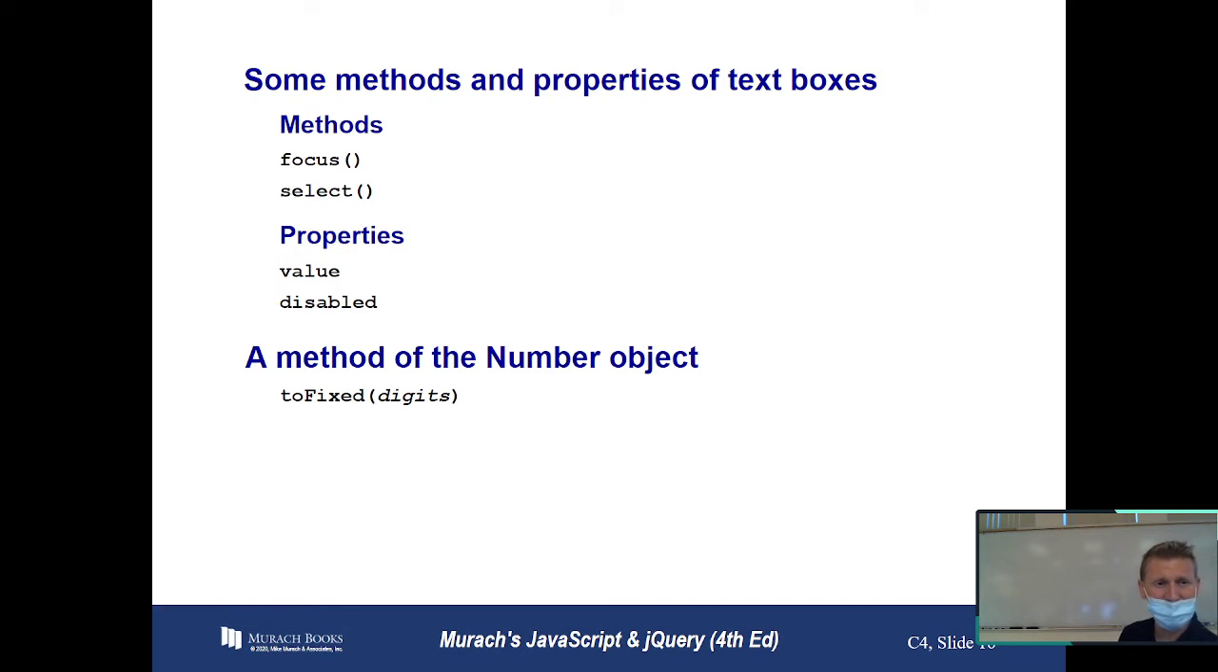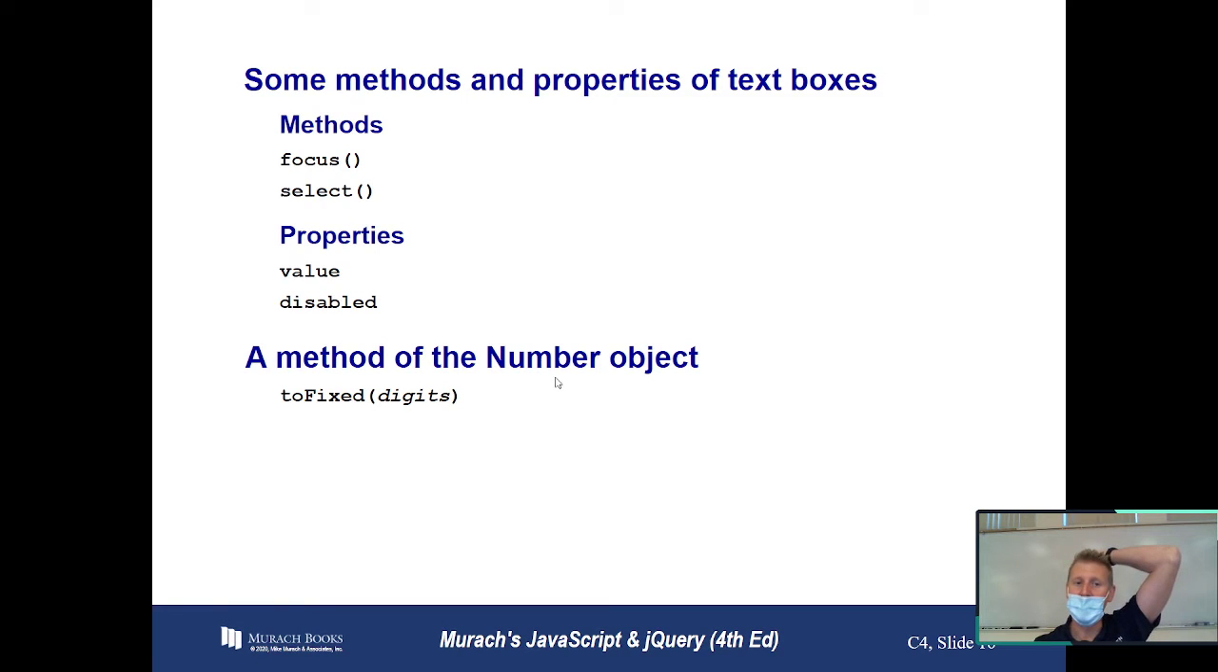And then there's a select method, which will allow you to, instead of just focusing it, a select is literally like you highlight the information in the text box, right? So a focus just puts the cursor there. A select makes you actually select the data in the text box. Okay, so those are just some methods and properties of text boxes.